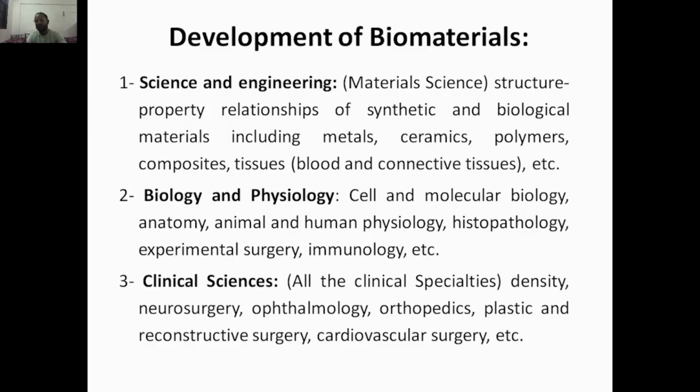So in science and engineering, material science, we will be studying the structure-property relationship of synthetic and biological materials, including metals, ceramics, polymers, composites, and tissues like blood or connective tissues. With the help of material science, we can understand how exactly the structure-property relationships work. For example, if I am talking about blood vessel formation, or any implants which will be implanted, we know that almost all of our body consists of blood vessels and connective tissues. So how exactly these materials are going to behave with them, and what structure it has to have, can be studied. How the biological systems are and how the synthetic systems are.